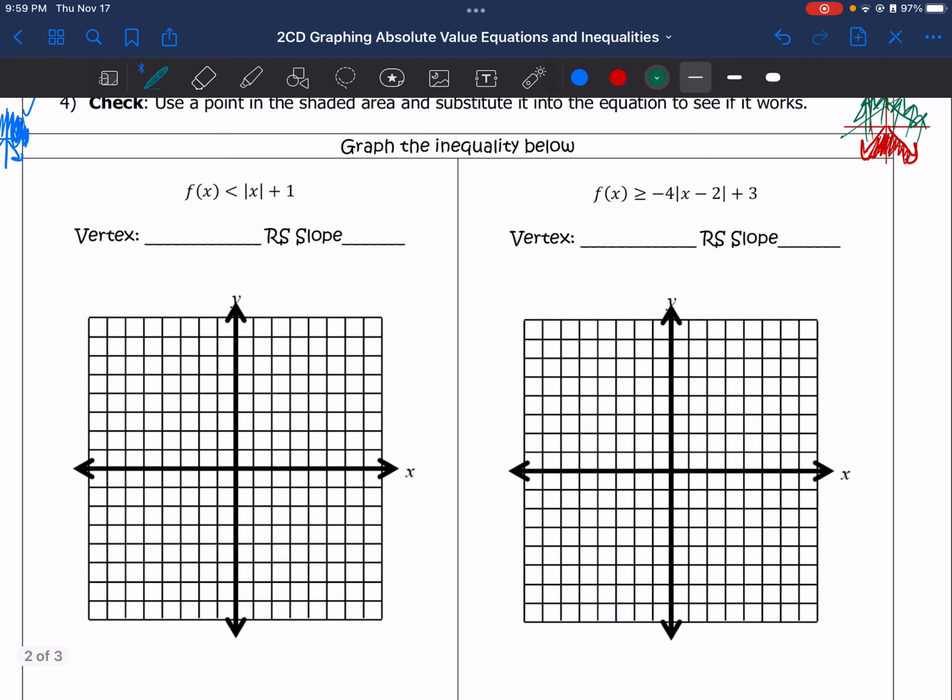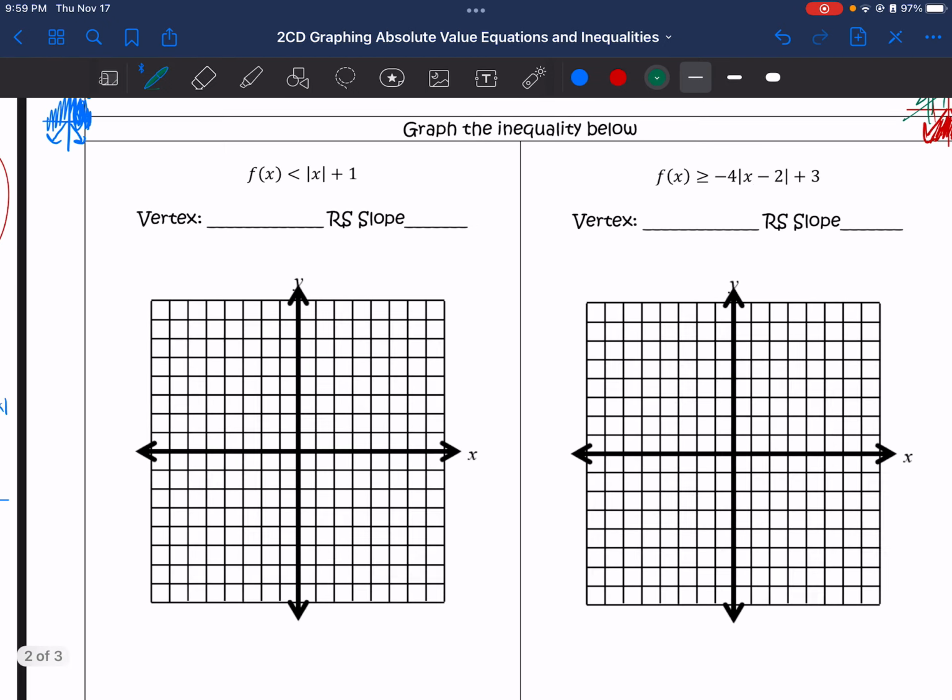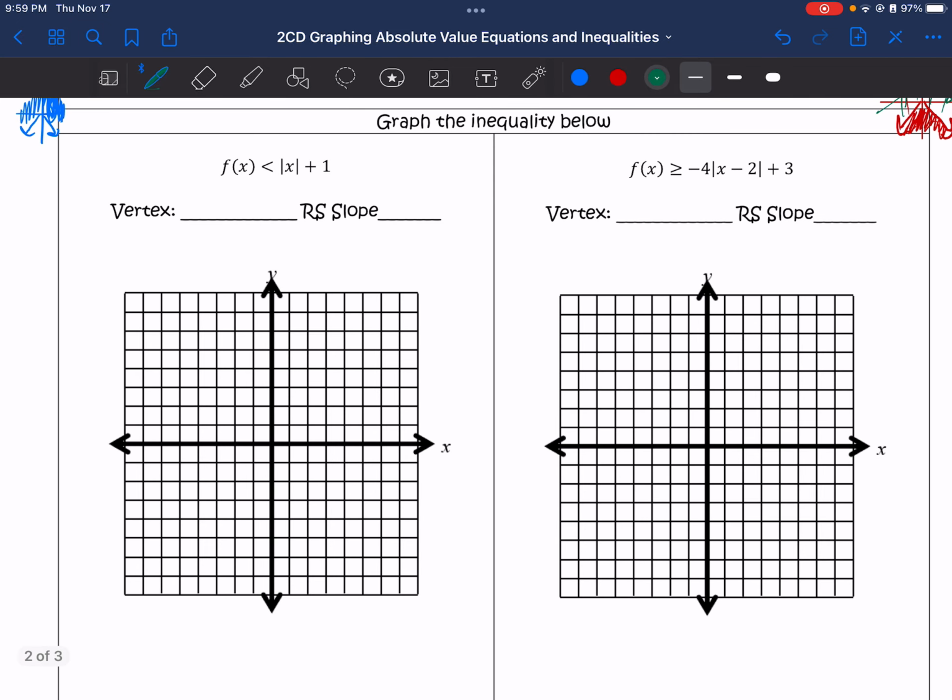All right, so let's graph two inequalities to practice. First, we are going to find the vertex. Well, vertex again is h and k. So we have h comma k. And we have a k right here at +1, but we don't have an h. We just have x. There's no x minus anything. Well, technically, this is just x minus h, right? If there's nothing there, it's going to be x minus 0, meaning our h is going to equal 0.